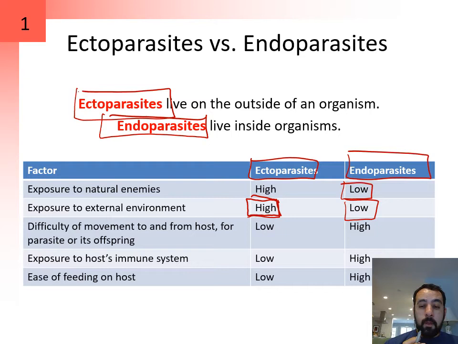Endoparasites have the advantage of not being exposed to natural enemies or to the external environment, but they suffer from a high difficulty of movement to and from hosts. So in that sense, endoparasites struggle more than ectoparasites. On top of this, they also have to cope with the host immune system, which can try to fight the endoparasite off. A tick doesn't have to deal with that. As you start mounting a response against it, the tick can simply drop off and move on. As you mount a response against a virus, it doesn't have that option. I mean, it can reproduce and go somewhere else, but that specific individual inside has difficulty moving from one host to the next.